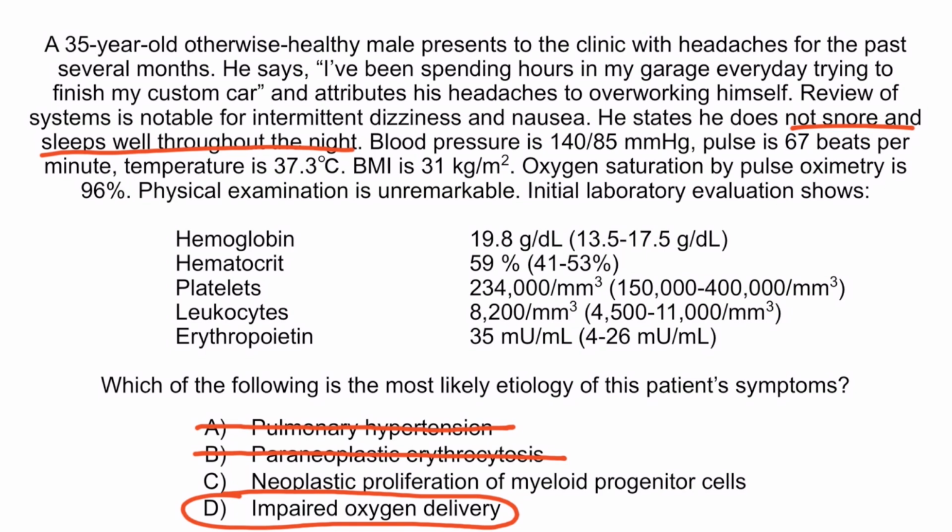Finally, option C, neoplastic proliferation of myeloid progenitor cells, is a description of polycythemia vera, and polycythemia vera can lead to erythrocytosis, but it's characterized by low levels of erythropoietin. And that's because of the negative feedback and subsequent suppression of its production because of that high level of hemoglobin and hematocrit. But in this patient, there are high levels of erythropoietin. So option C is incorrect. And that concludes our lecture on inhalation injury and carbon monoxide poisoning.